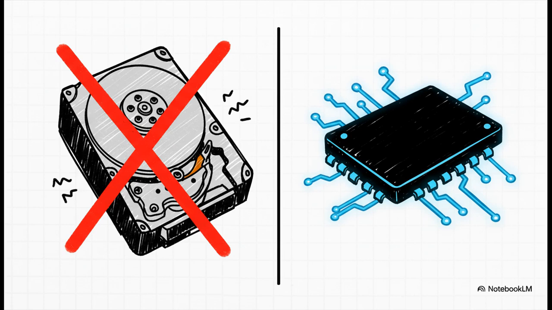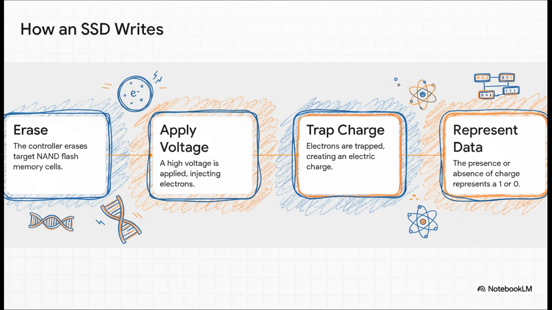Enter the solid-state drive, or SSD. Its defining feature? No moving parts. No spinning disks, no flying heads. It's all electronic. And that changes everything. So how on earth do you store data with no moving parts?